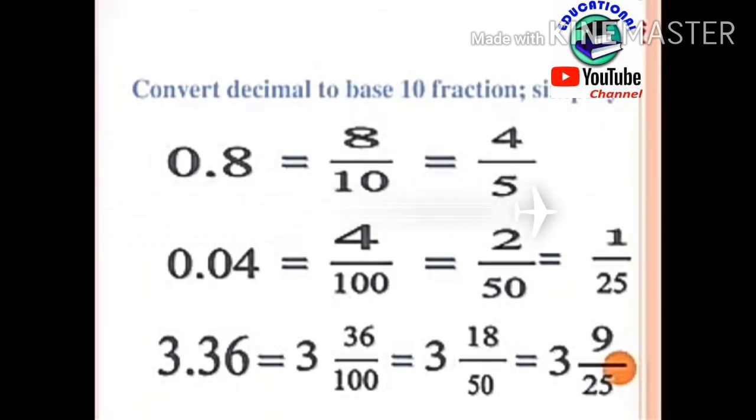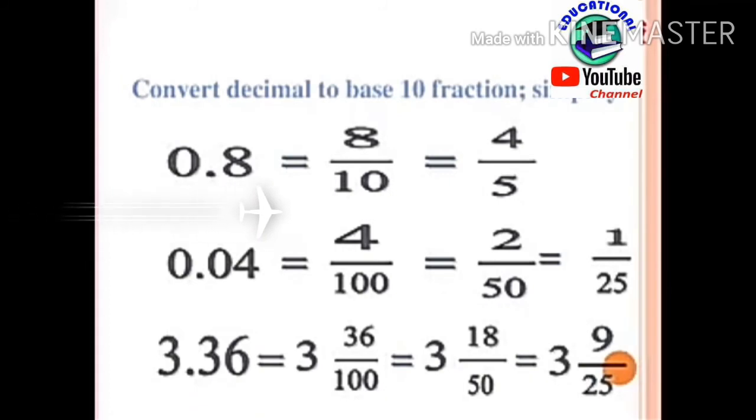Next example is 0.8. 8 upon 10 is equal to 4 upon 5. We divided by 2. The next example is 0.04. 4 upon 100. We divide by 2 and we get 2 upon 50. Again, it is not the simplified form and we again simplify by dividing by 2. So, the final answer is 1 upon 25.